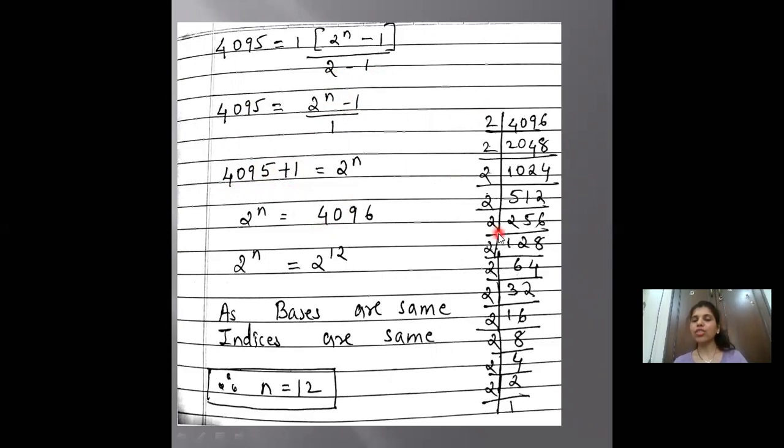Now factorize 4096. As you want to find the value of the index, your bases should be the same. So you divide every time with 2 and you will get 2 raised to 12 for 4096 when you factorize it. Now as you can see, bases are the same, so the indices become the same. So you get the value of n as 12. So that's the final answer for the number of terms. So put it in a box. I hope till here, children, it's clear.